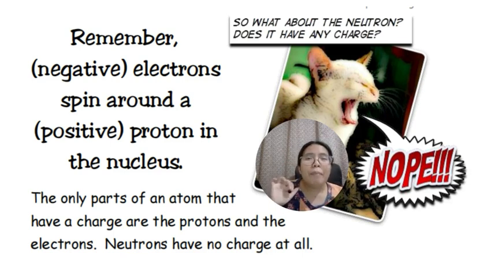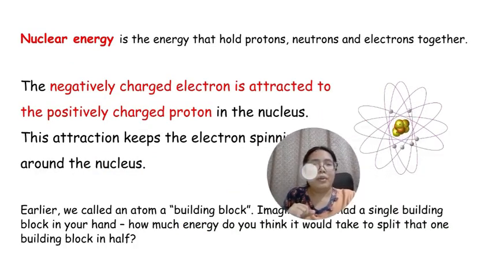So, the only parts of an atom that have a charge are protons and electrons. Neutrons have no charge at all. So, tandaan nyo yan ha. So, ano yung walang charge? Neutrons. Ano yung positive? P, positive, protons. Ano naman yung negative charge? Electrons. Okay?